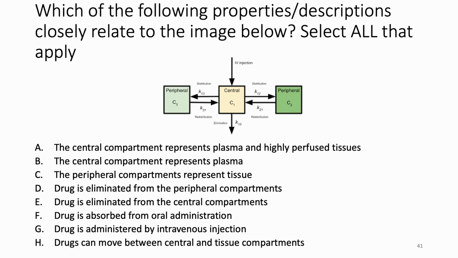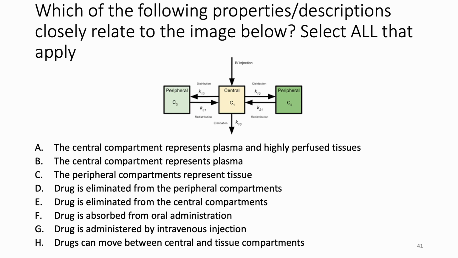Question: which of the following properties or descriptions closely relate to the image below? Select all that apply. A. The central compartment represents plasma and highly perfused tissues. B. The central compartment represents plasma. C. The peripheral compartments represent tissue. D. Drug is eliminated from the peripheral compartments. E. Drug is eliminated from the central compartments.